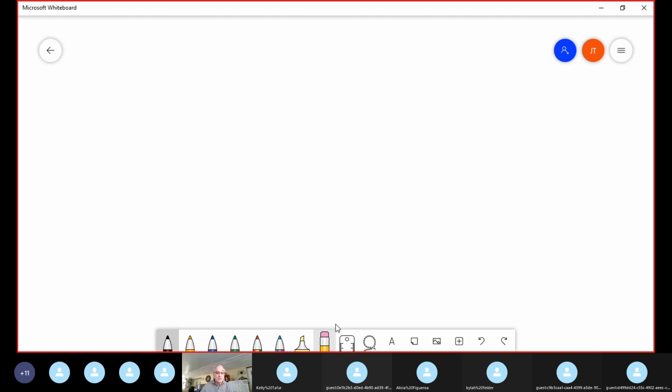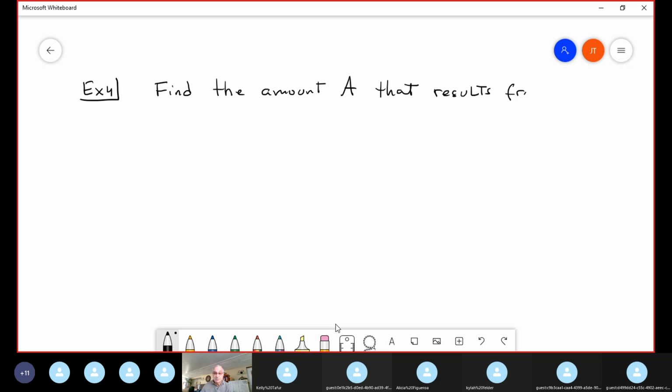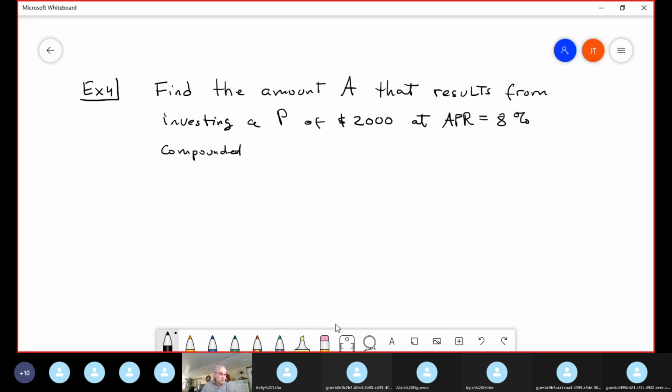This is the last one, Example 4. Find the amount A, the future value, that results from investing a principal, present value P, of $2,000 at an annual percent rate of 8%, compounding continuously.